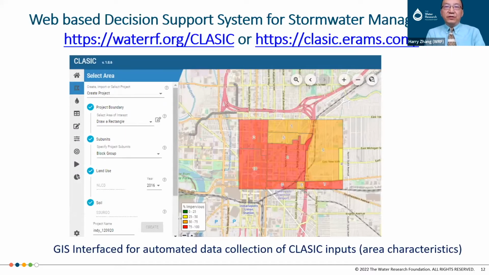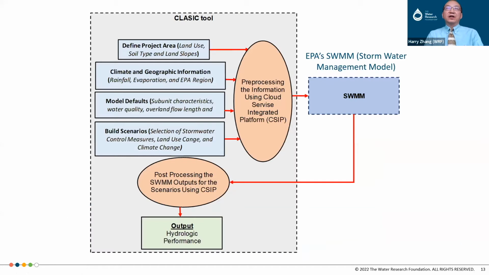So I just want to give you some visual. You can think of this tool as a GIS-interfaced tool, and you can delineate the municipality or watershed here. This is a screenshot. You can select an area by different boundaries, and you can even draw your own boundary, and also select the land use. This is a web-based tool in the public domain. It's really just to help you visualize.